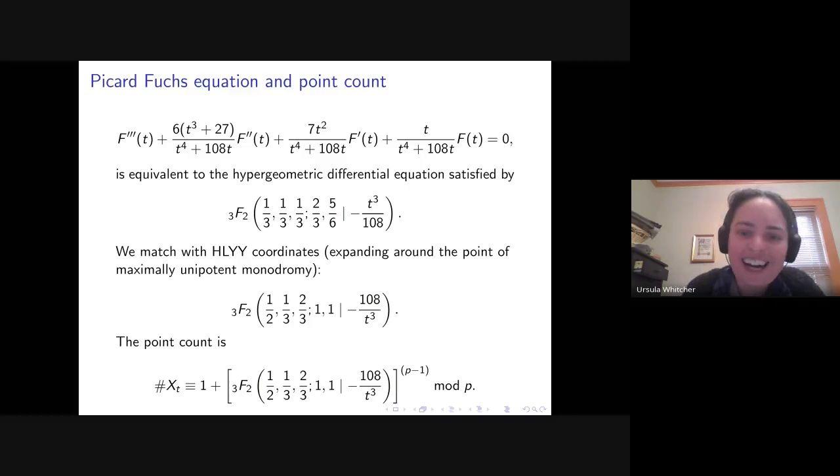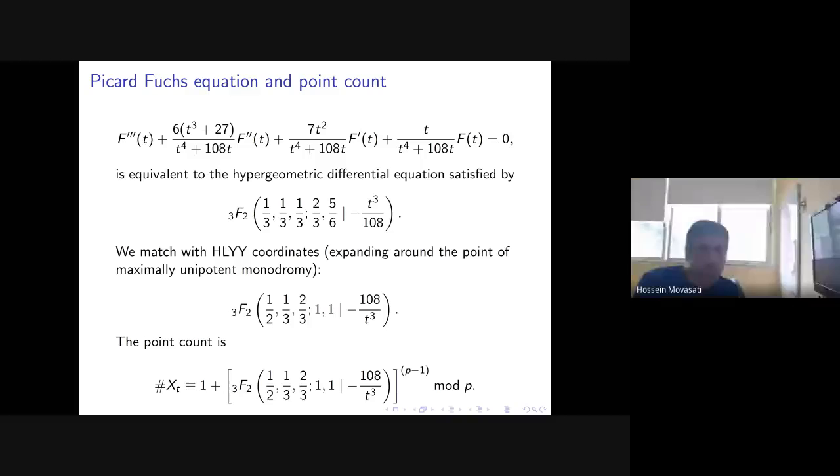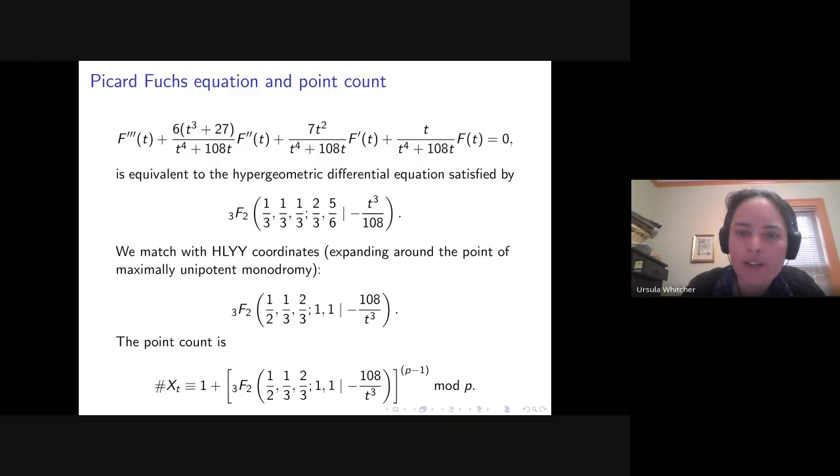So that's kind of cool and kind of powerful because you have your Picard Fuchs equation, which you work out, and you get from that this expression that'll tell you what is the mod P point count for any of these pencils from any of these 4 different polytopes.